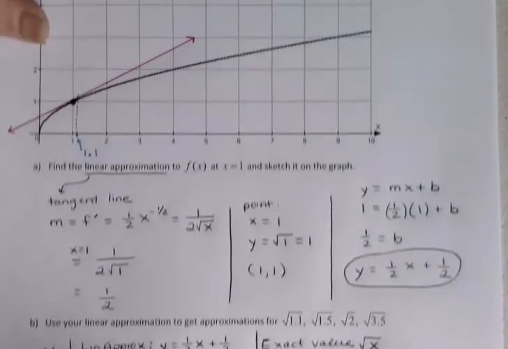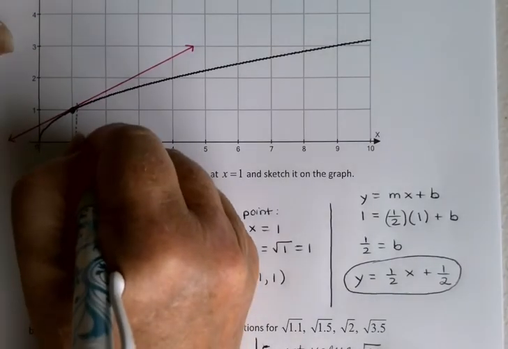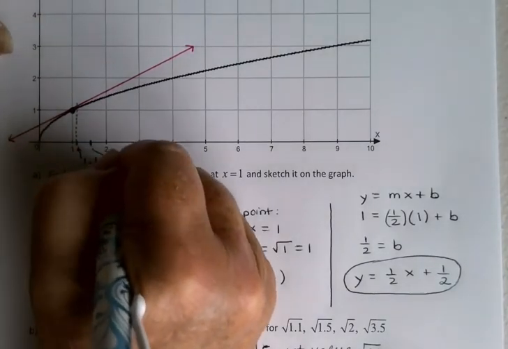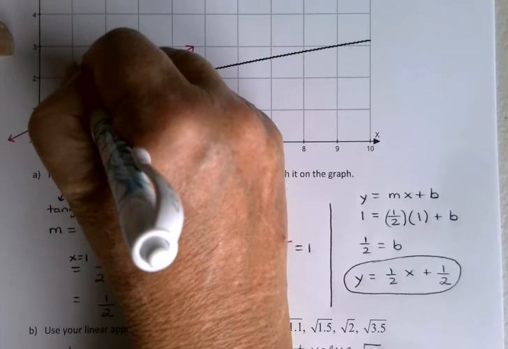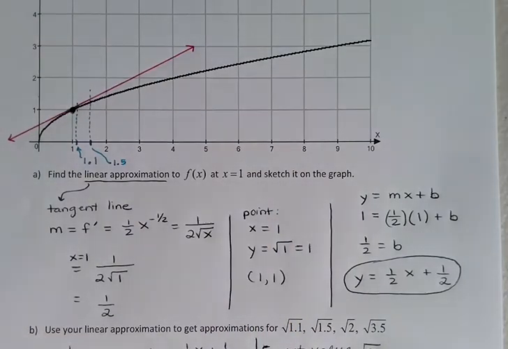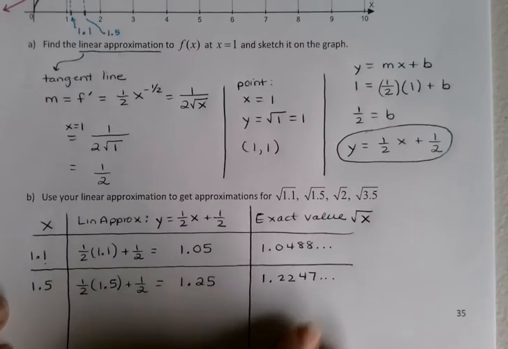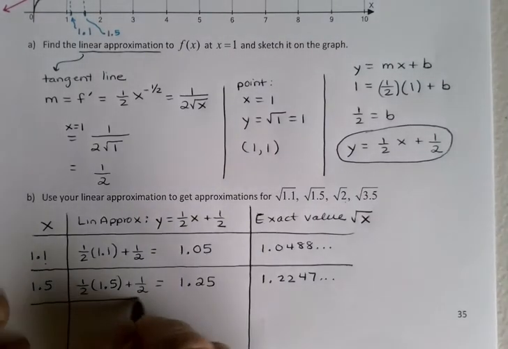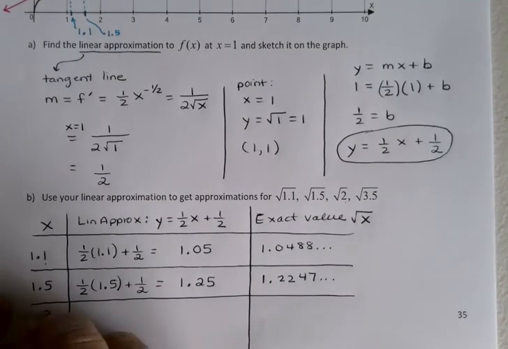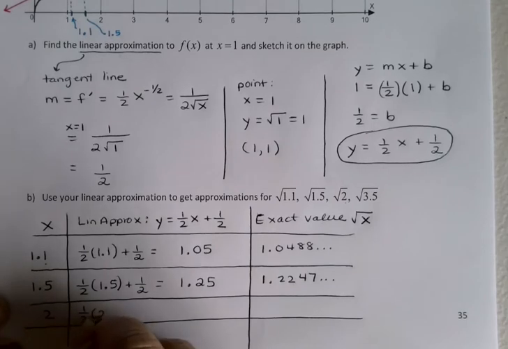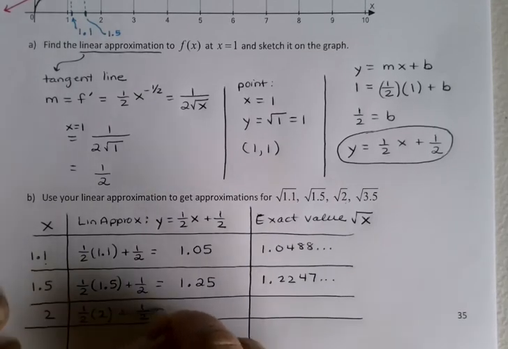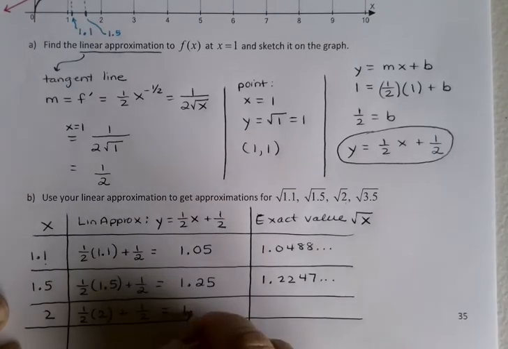If you think about that one on the graph, 1.5 would be around here. And my tangent line and my curve are still extremely close together at 1.5. So we should get a reasonable approximation. All right, a couple more. Next x value is 2. So if I plug that into my linear approximation, 1/2 times 2 plus a half, that'd be 1.5.